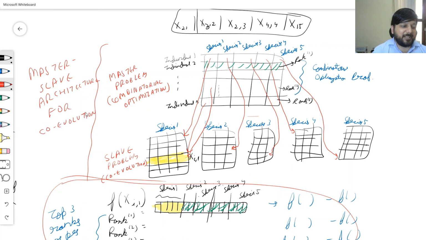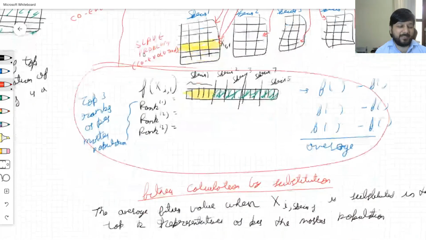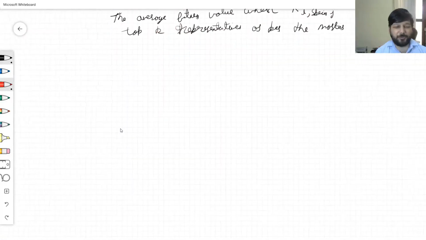Where the slave tries to evolve the best population of the species but uses the master for getting the representatives and the fitness evaluation, and the master selects the best combination of different individuals from different species which together solve the problem. And together with this, the optimization really happens in a cooperative coevolution manner.